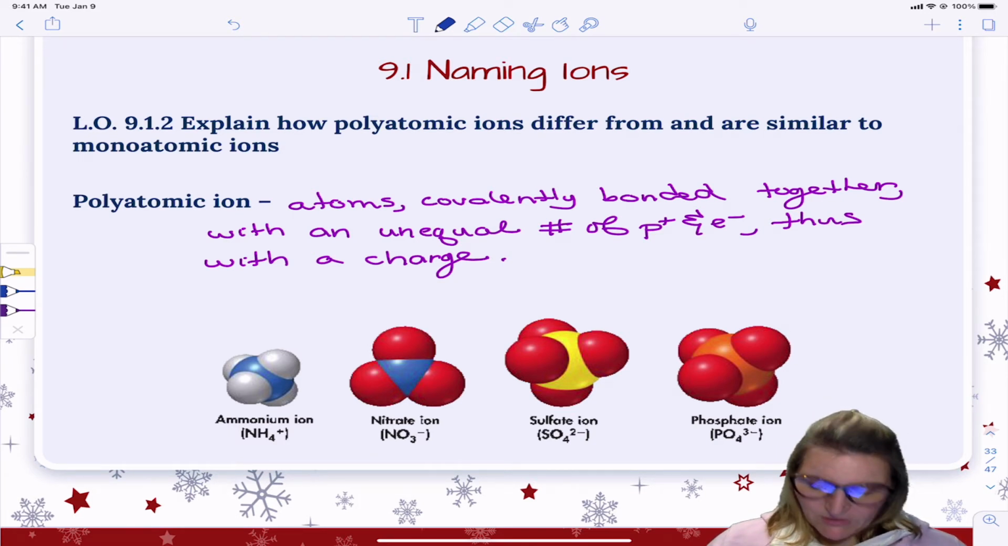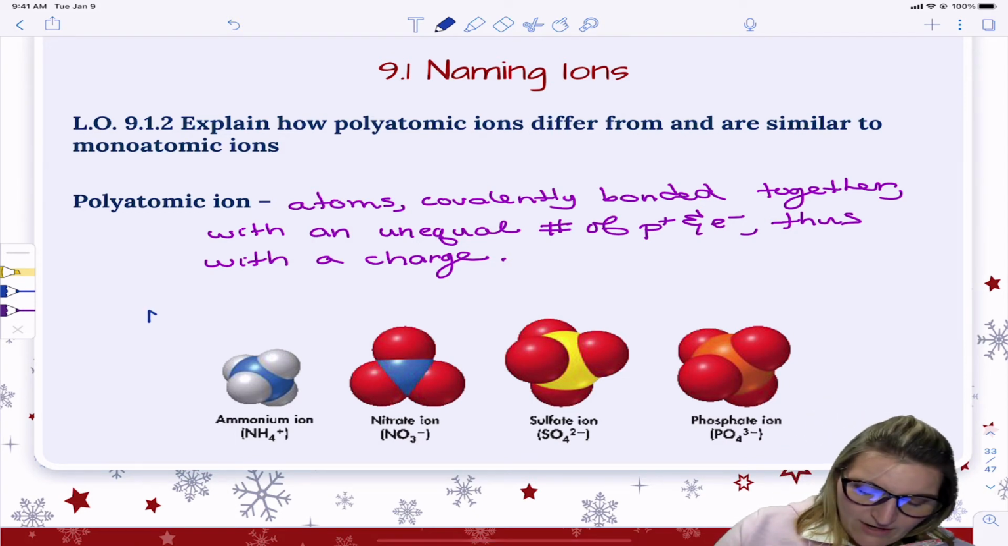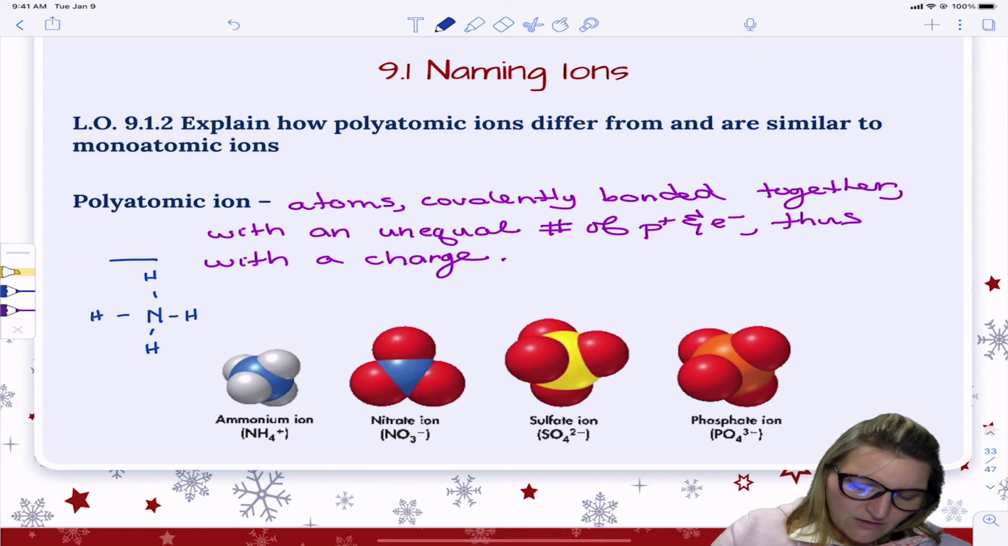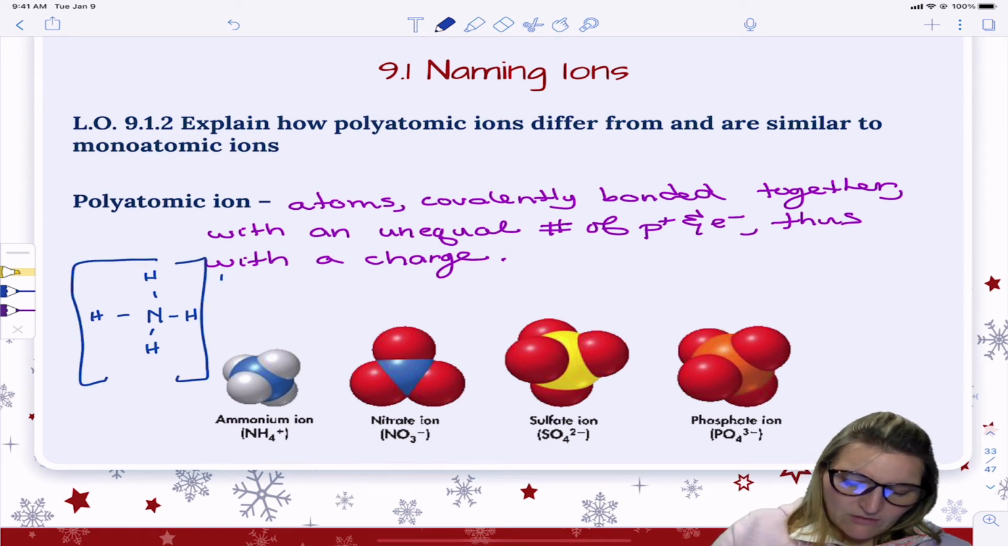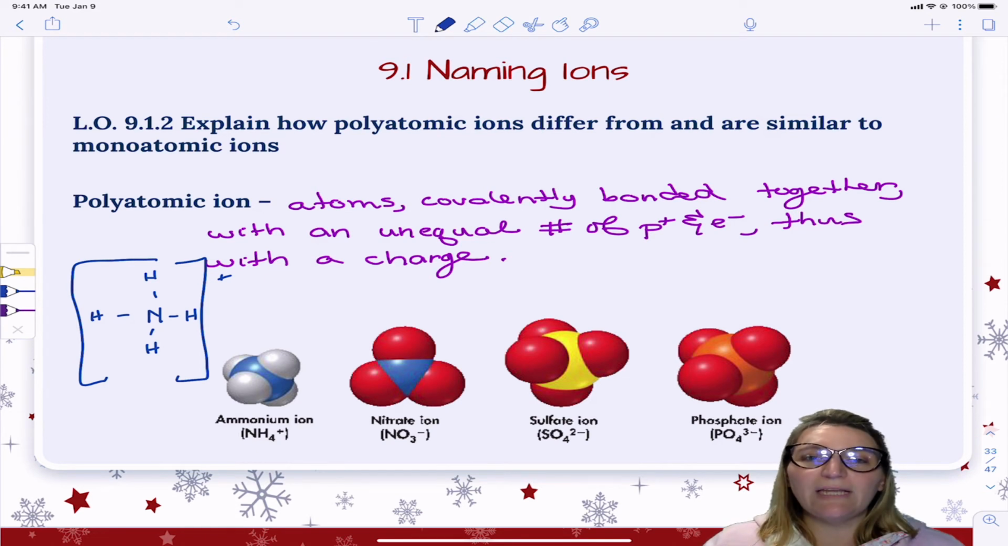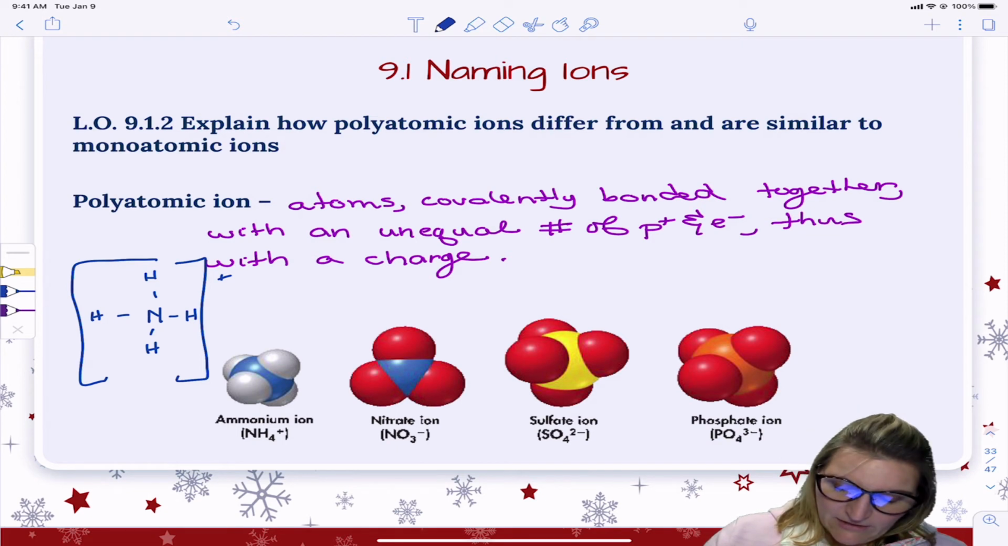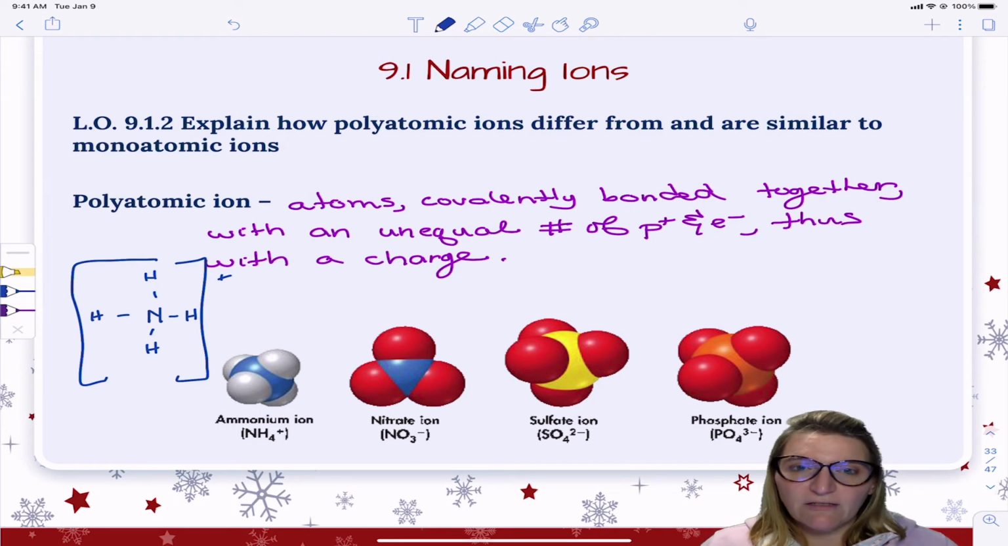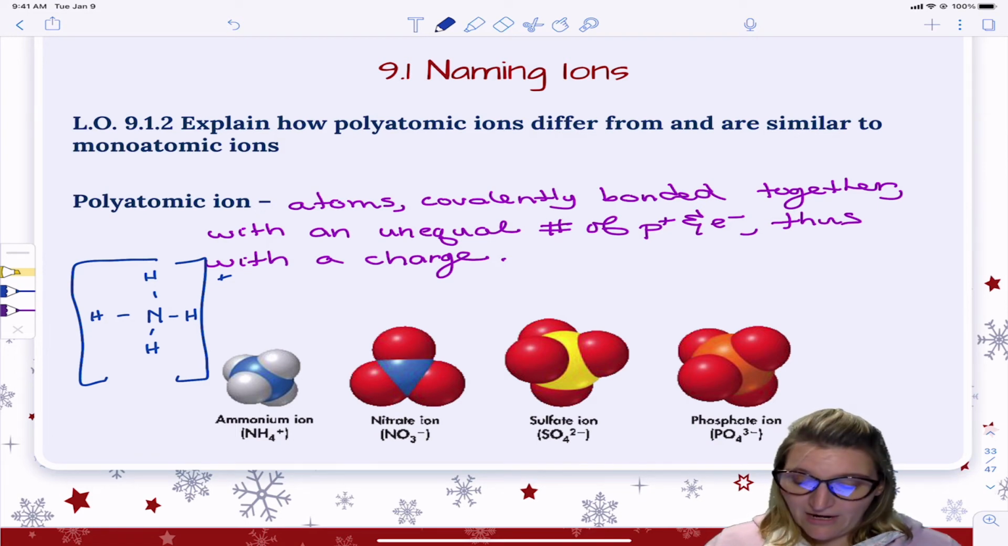So here are some examples. The ammonium ion is 1 nitrogen surrounded by 4 hydrogens, and those little lines stand for the covalent bonds. But overall, if I were to count the number of protons and electrons, this would have 1 more proton than an electron, and therefore it overall has a +1 charge. Nitrate, shown in blue, is the nitrogen in the middle with 3 oxygens on the outside. It has 1 more electron than a proton, so it has a negative charge.